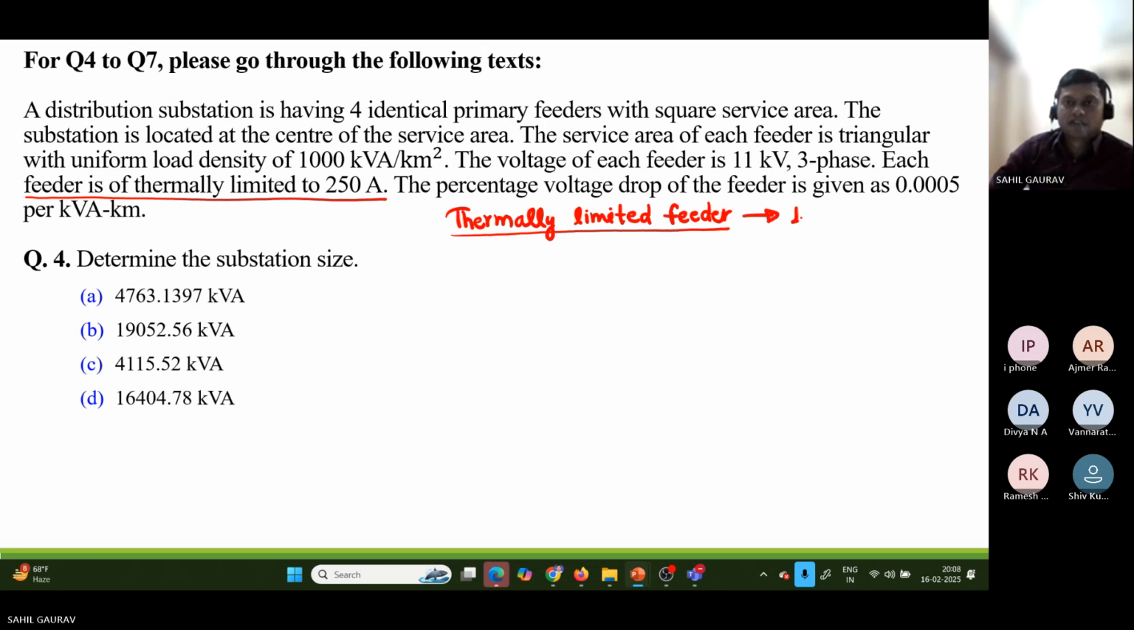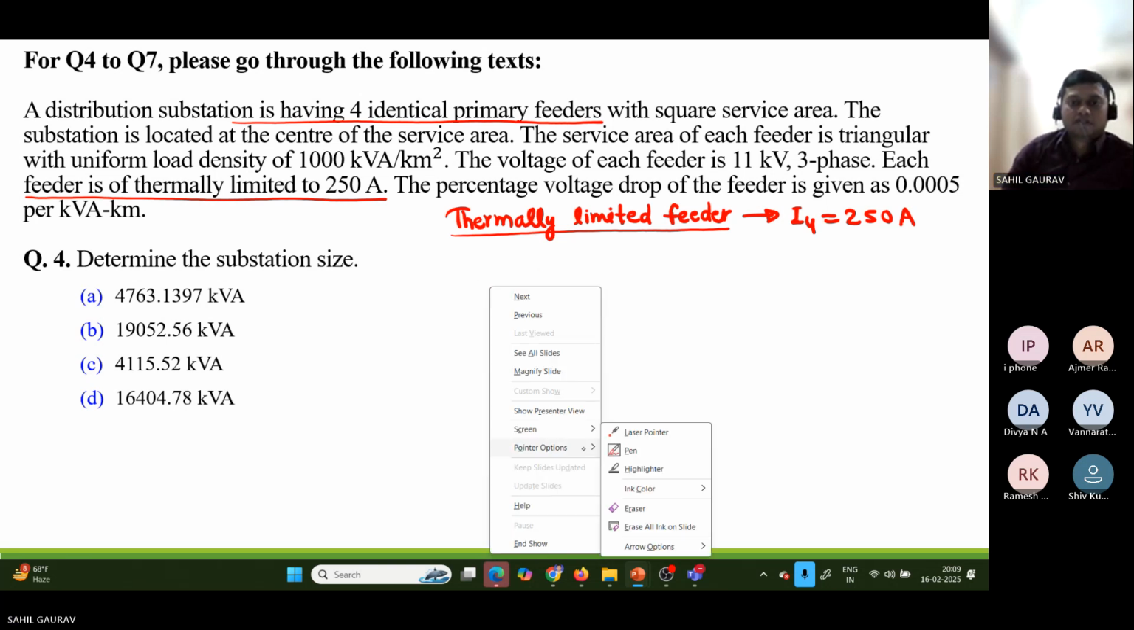So I4 is given as 250 ampere. Why have we written I4? Because this substation has a square-shaped substation service area with 4 identical primary feeders. That's why we write subscript 4 everywhere: I4, F4, S4. You also try yourself. You can type in the chat box.